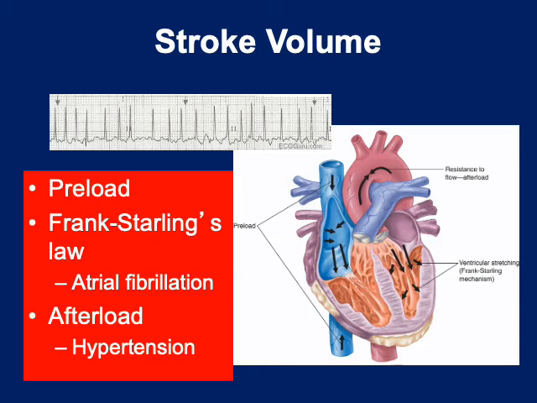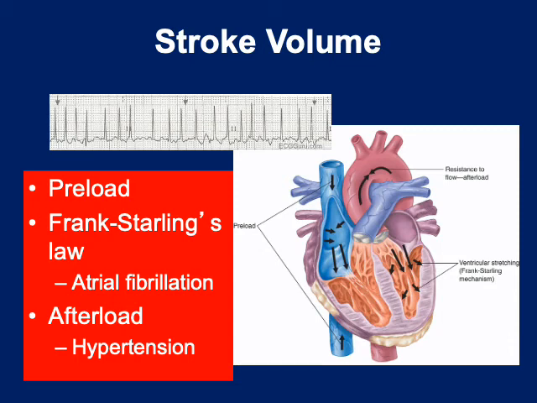This is preload. The more blood that gets into the left ventricle, the more blood is ejected. So if someone's preload drops due to blood loss because they've cut themselves or they've gone into shock and their blood pressure's dropped, then less blood will get into the ventricles and less blood will be ejected. So it will further drop their blood pressure as well. So we're concerned about preload. Know the definition of preload: it's the amount of blood in the left ventricle just prior to the ventricle contracting.